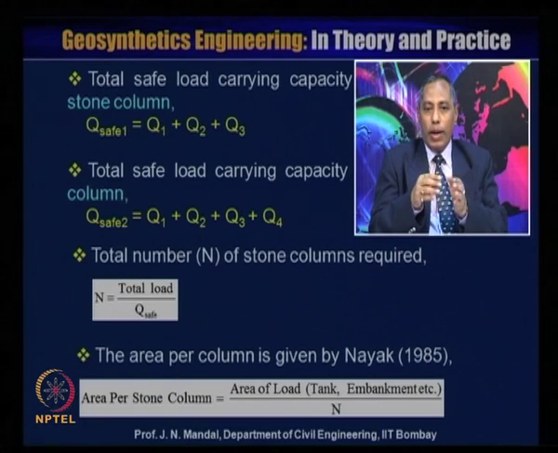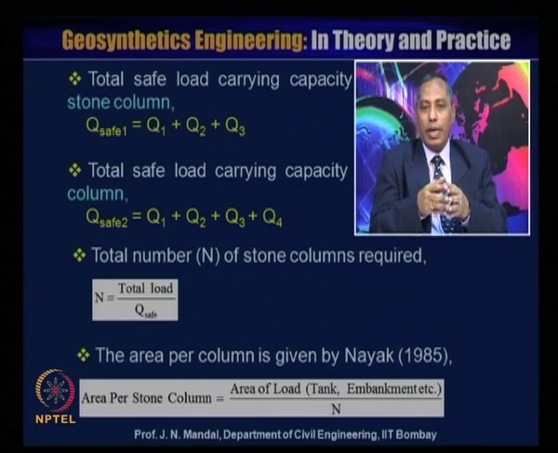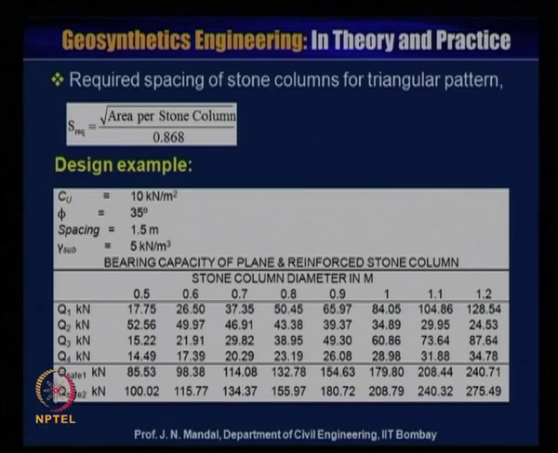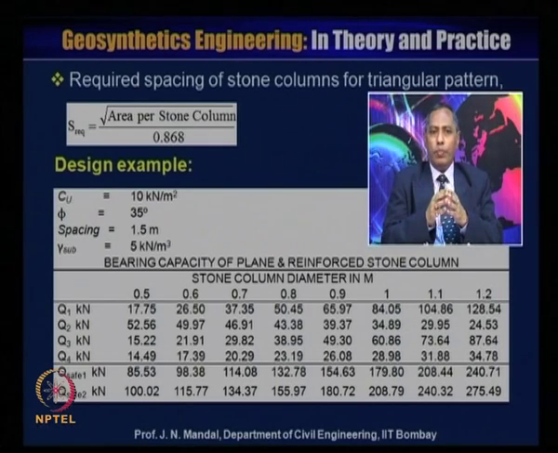So, area per column is given by Naik 1985, that area per stone column is equal to area of the load divided by N. So, area of the load, it may be the tank or embankment, etc., divided by N. So, required spacing of the stone column for triangular pattern, that is S required, will be equal to root of area per stone column divided by 0.868.